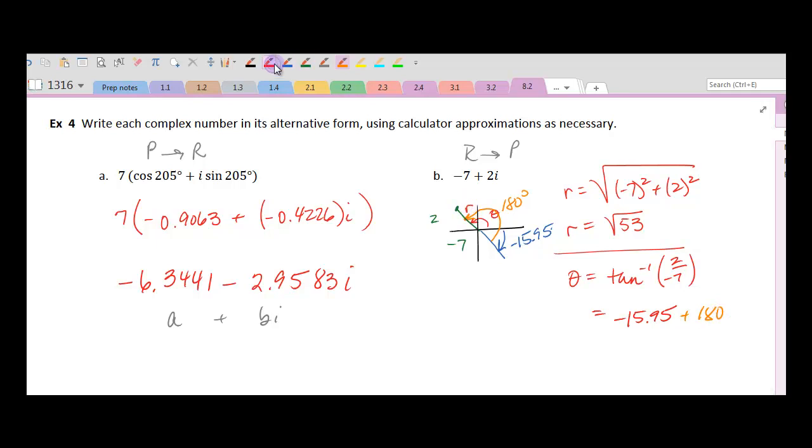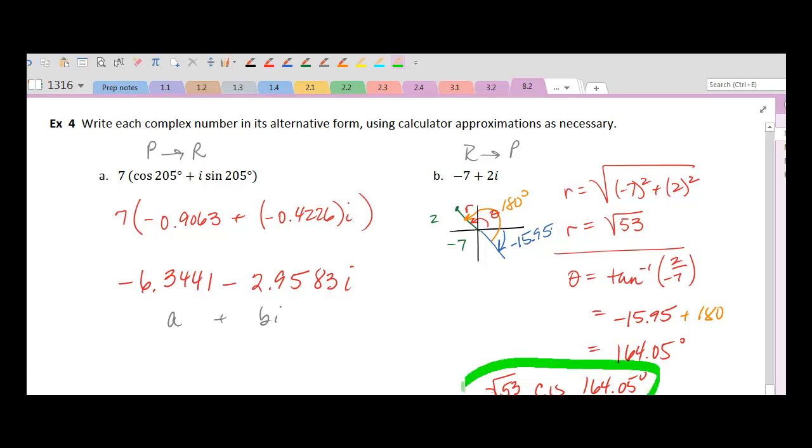When I do that, I find out that theta is equal to 164.05 degrees. So I have r and I have theta, and I can write this polar form as square root of 53 cis 164.05 degrees. And that's the solution for going from a rectangular into a polar form of our numbers.